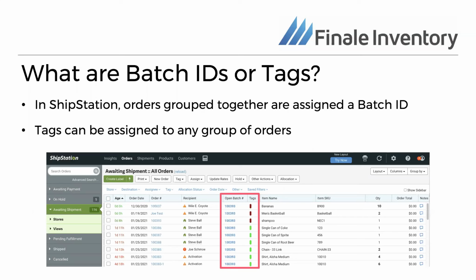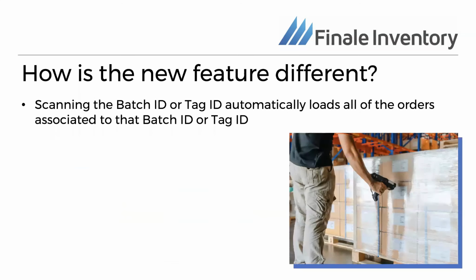Now, ShipStation can also automatically assign these tags through automation rules. So depending on your workflow, you might choose to manually add tags, or you have the orders coming into ShipStation, automatically having tags assigned to them.